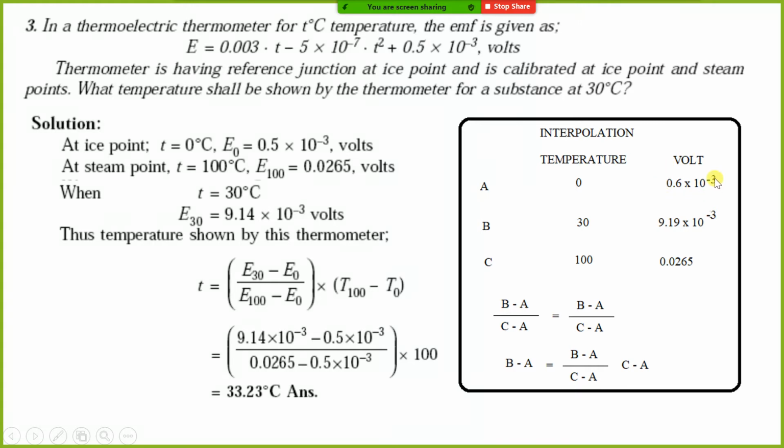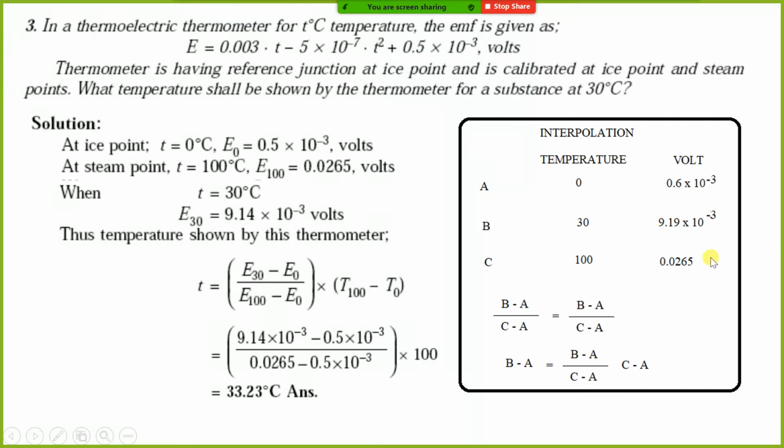We have three EMF values, in volts: 0.6 into 10 to the power minus 3 for 0. It should be 0.5, not 0.6 as written here, that was a mistake; it is 0.5 into 10 to the power minus 3. Then at 30 degrees Celsius, we have 9.14 into 10 to the power minus 3. Then at 100 degrees Celsius, it is 0.0265. Take these values as A, B and C. This is TA, this is TB and this is TC. This is EA, EB and EC.